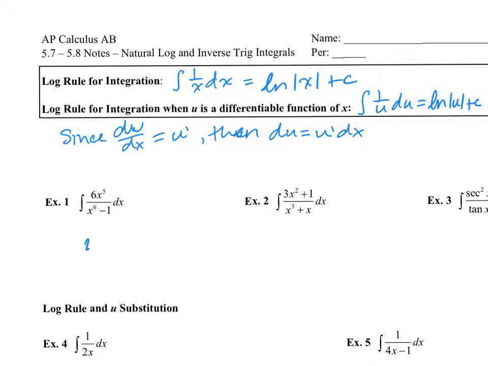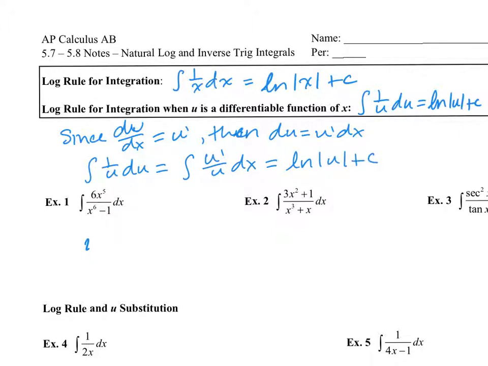All right, so therefore, if we take that property, the integral of 1 over u du, we can rewrite that, but I'm going to make a replacement. I'm going to take this du, and replace it with u prime dx. So the integral would look like this: the integral of u prime over u dx, and that is equal to the natural log of the absolute value of u plus c.